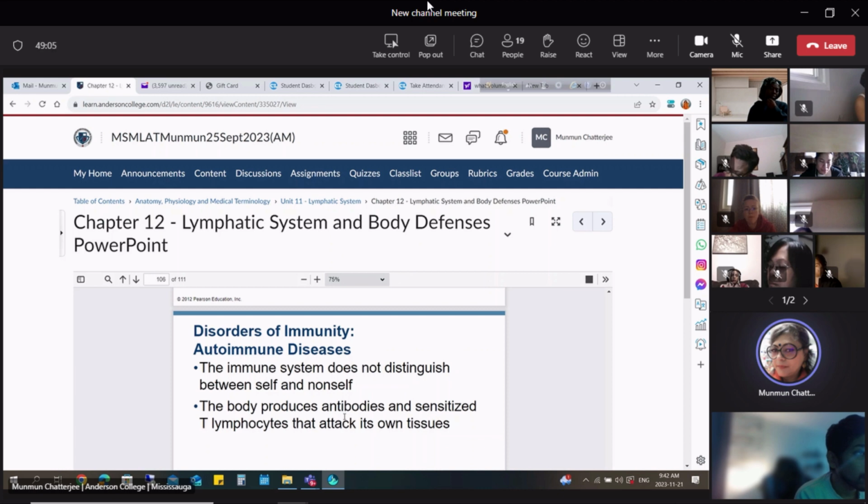So what if they cannot distinguish? They are confused, and they can start interacting with your own body cells and own body proteins. So what will happen? Your body is getting damaged, because the cells and proteins that you need for the functioning of the body are mistakenly, due to the autoimmune problem, getting destroyed. So the body produces antibodies and sensitized T cells that attack its own tissue.